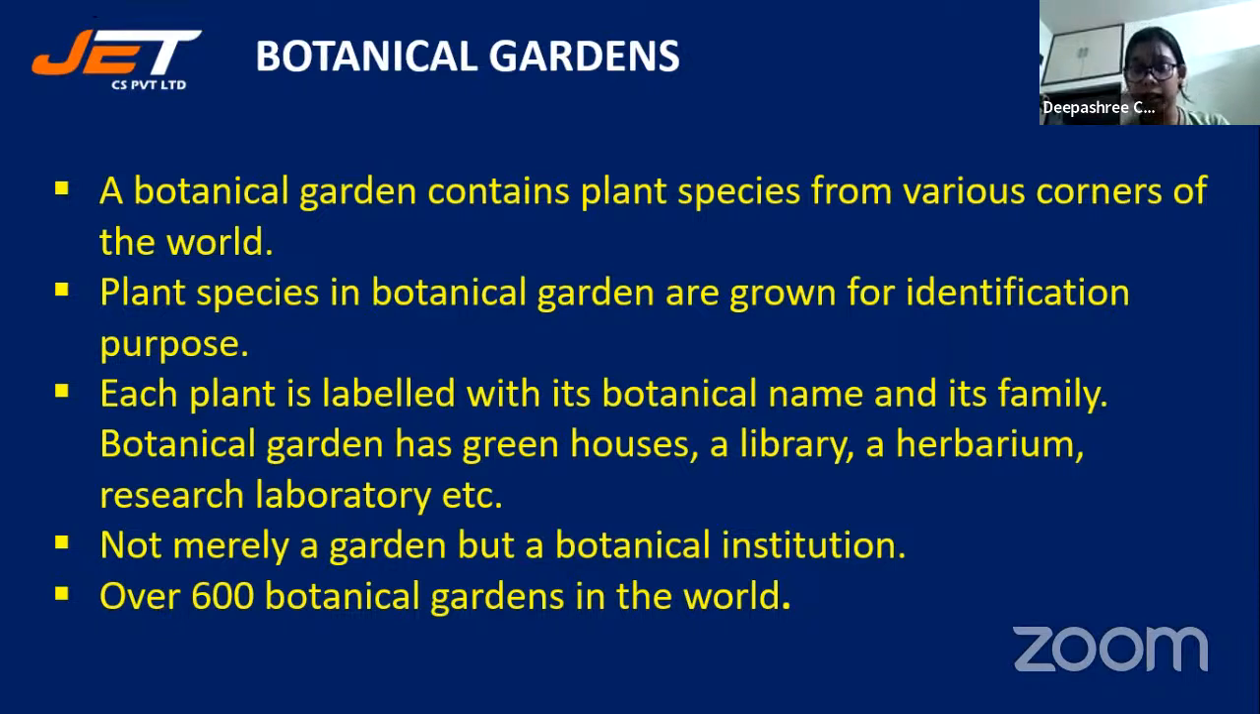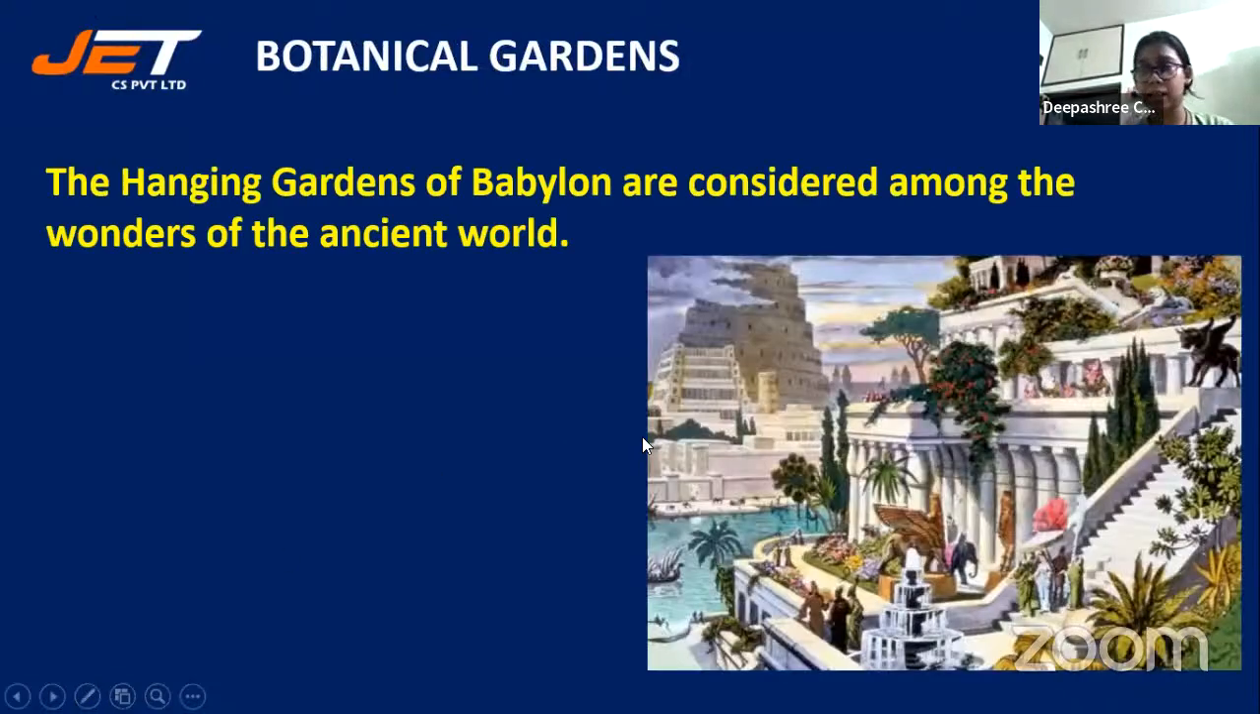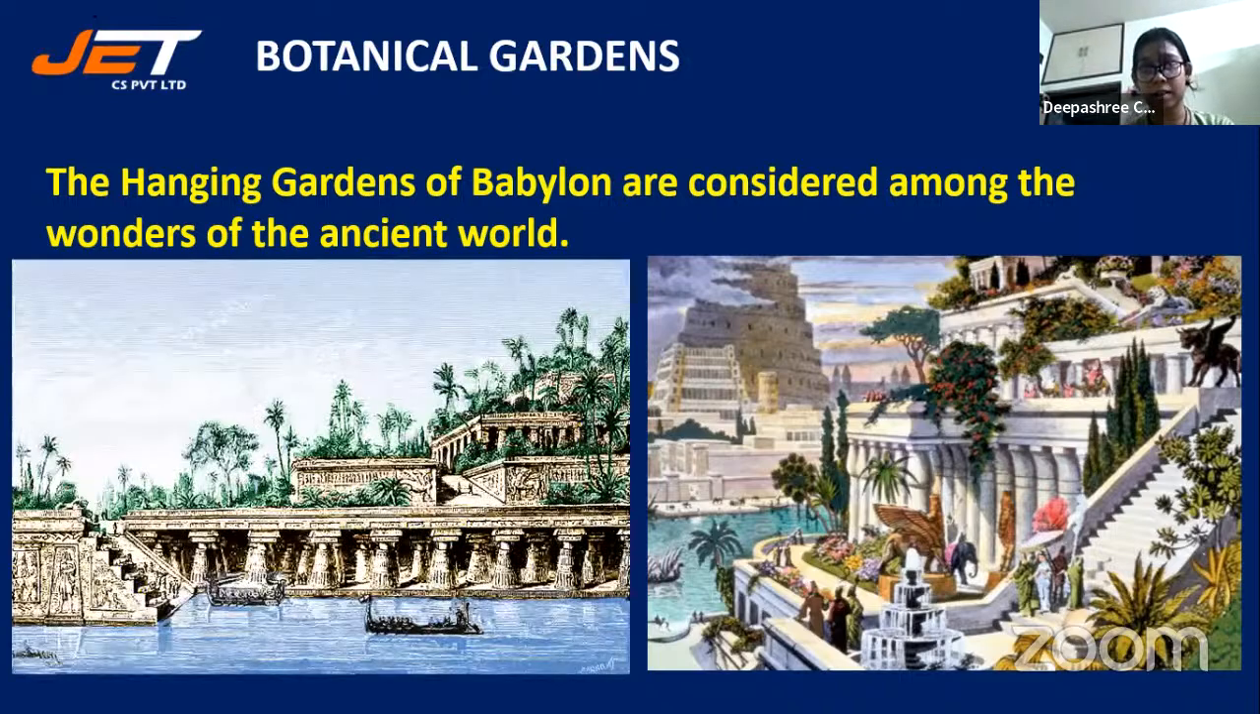Over 600 botanical gardens are there in the world. This information is again important. How many botanical gardens in the world are present? It is actually 600. And this is the Hanging Garden of Babylon, which is considered one of the wonders of the ancient world. But again, it is not sure whether it exists or not. Whether the Hanging Garden of Babylon is real or fake is still not known for sure. Okay. So this is just the pictorial depiction.